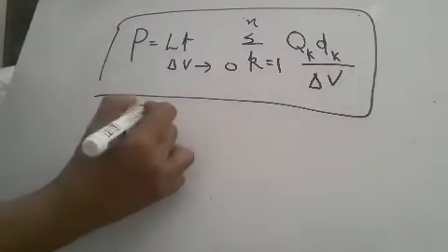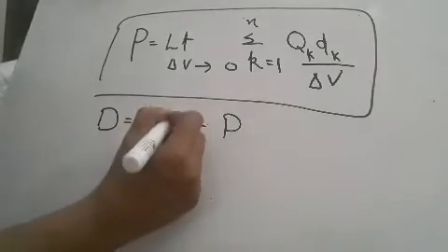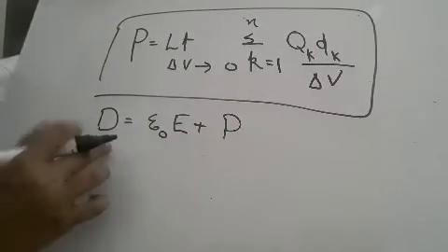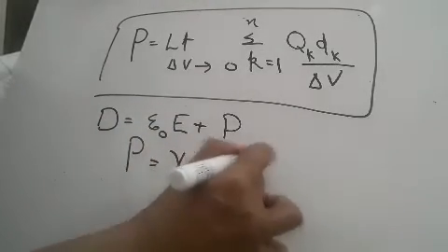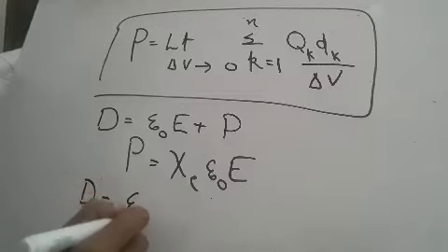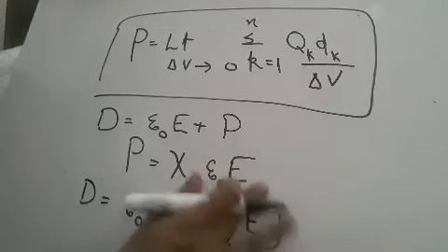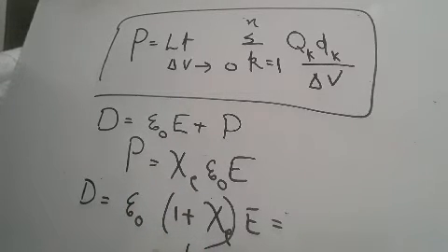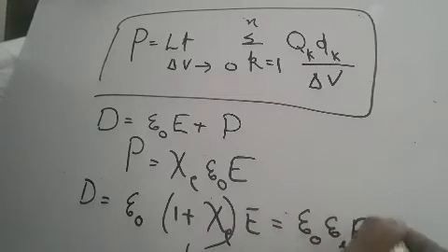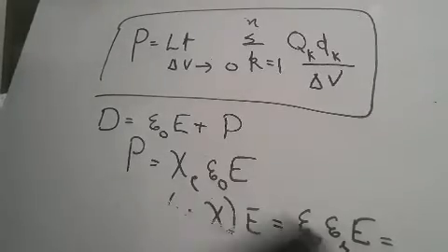So D is equal to epsilon naught E plus P. So this polarization causes an increase in the electric flux density vector. So P is equal to chi E times epsilon 0 E. So D equal to epsilon 0 into 1 plus chi E, times E, in which 1 plus chi E is epsilon R. So epsilon naught epsilon R E, which is epsilon E.